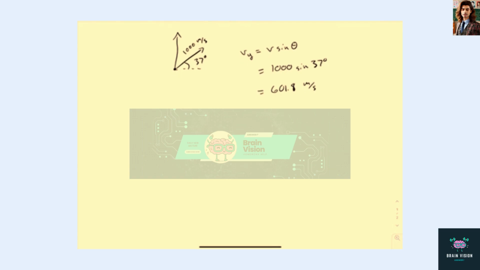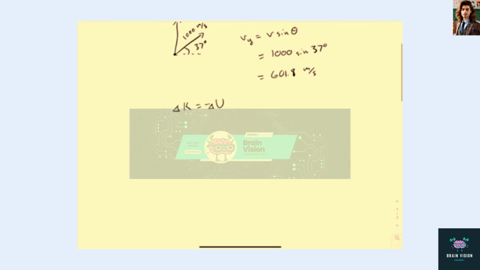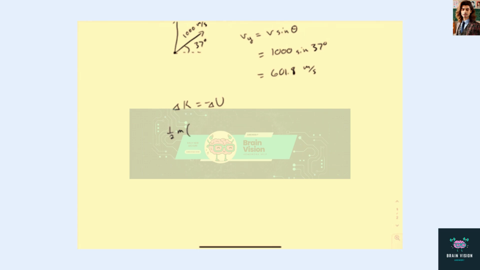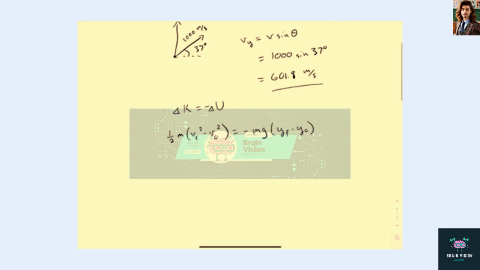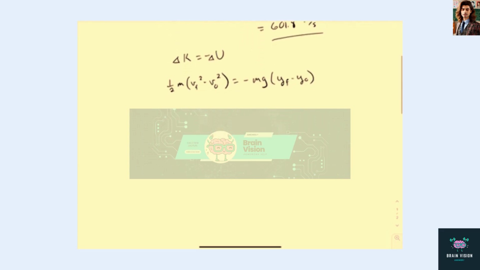So now we want to figure out how high it goes, and I can use conservation of energy. So change in kinetic energy is going to be the opposite of the change in potential. The change in kinetic energy is 1/2 mv squared, and I'm going to say vf squared minus v initial squared. That's the change in velocity. And then the change in height is going to be y final minus y initial. The velocity initial is either 601 or 1,000. And then the velocity final is 0.